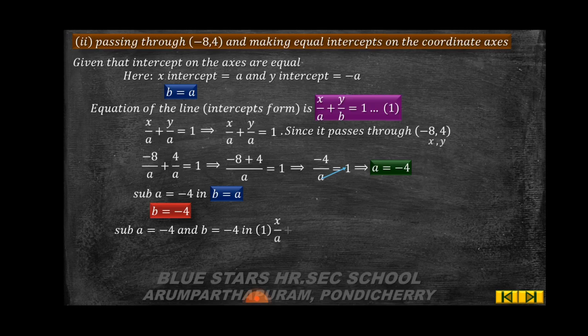So substitute a is equal to minus 4 and b is equal to minus 4 in equation 1, that is x by a plus y by b is equal to 1. You get x by minus 4 plus y by minus 4 is equal to 1. So x plus y by minus 4 is equal to 1. Cross multiplication, x plus y is equal to minus 4. x plus y plus 4 is equal to 0, taking minus 4 to the left hand side. So this is the equation of the straight line.